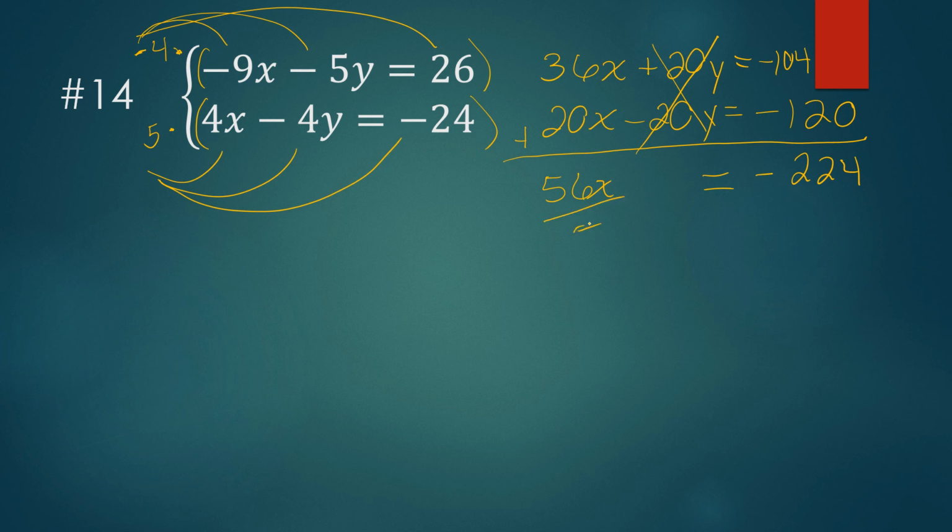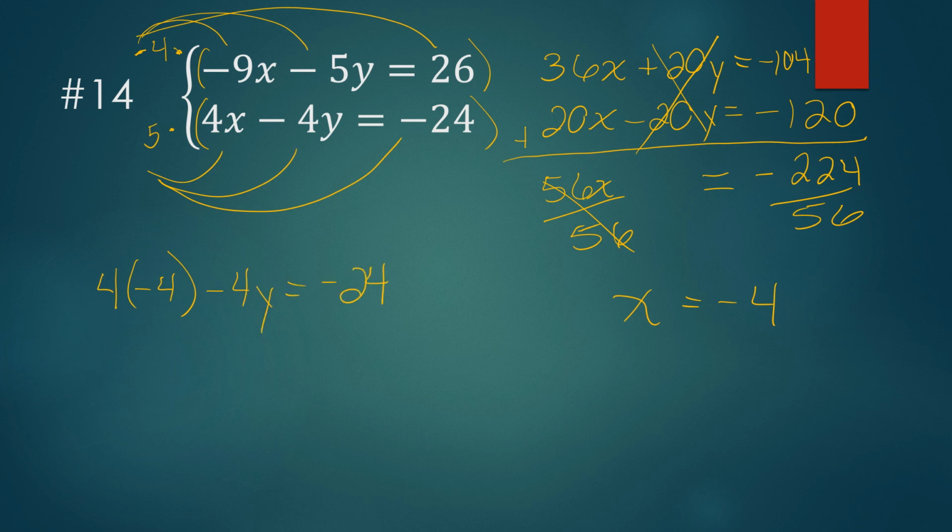And then we're going to divide both sides by our 56, solve this equation. We get x equals -4. And then we need to plug that back in to any equation. I can come back to one of the originals, or I can come to one of these. Now, these are bigger numbers, so I'm not sure why you'd want to do that, but you could. So I'm going to come back to, let me use the second equation this time. So 4 times -4, replacing the x. And then I'm going to multiply, -16 minus 4y equals -24.